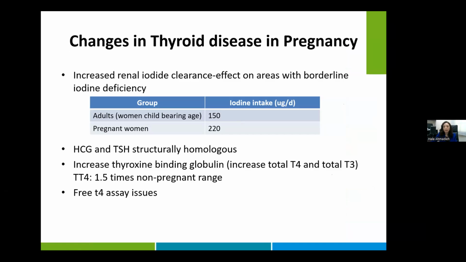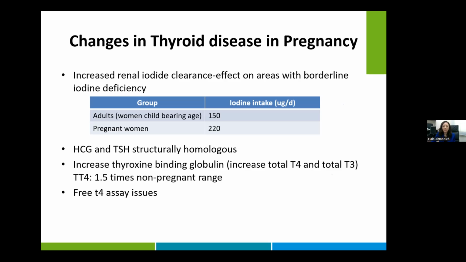Now, I would like to tackle a little bit thyroid disease in pregnancy. There are some physiological changes that happen in the thyroid function during pregnancy. It's well known that during pregnancy, we have an increase in renal iodide clearance. That's why the iodine intake requirement in pregnant women is higher. And also in the first trimester of pregnancy, the pregnant woman secretes a lot of HCG. This pregnancy hormone actually looks very similar to the TSH hormone. And that's why in the first trimester, because of the HCG effect on the thyroid, acting like the thyroid stimulating hormone, we often find an increase in the thyroid hormone production.